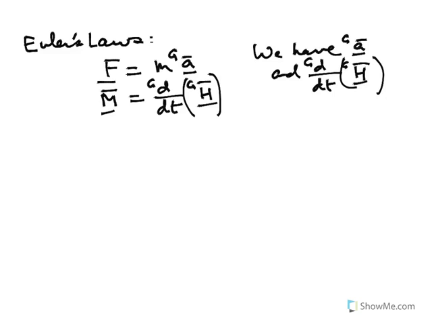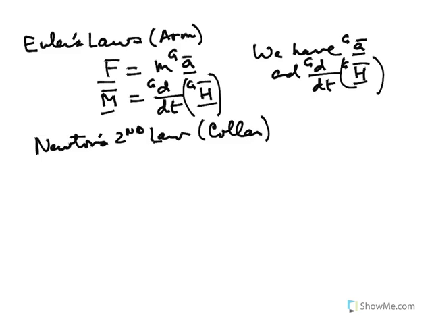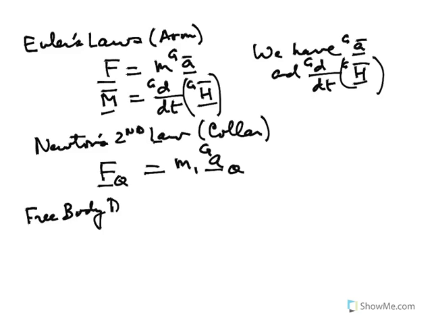So now what we're going to do is this is for, remember that we have a particle and we have a rigid body. So this is for the arm. And then we have Newton's second law, and this is for the collar. So what this says is that the force applied to the collar is equal to the mass of the collar times the acceleration of the collar in the inertial frame. So let's draw the free body diagram. So here's the free body diagram of the collar. This has the following free body diagram.